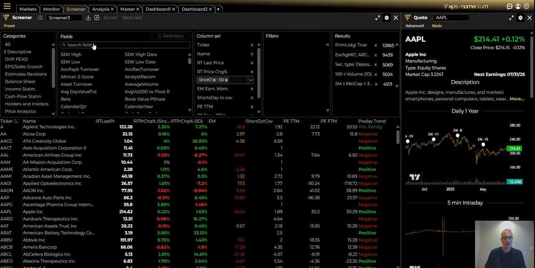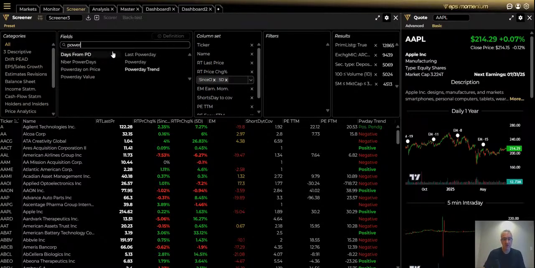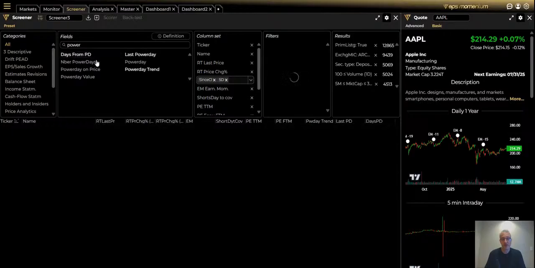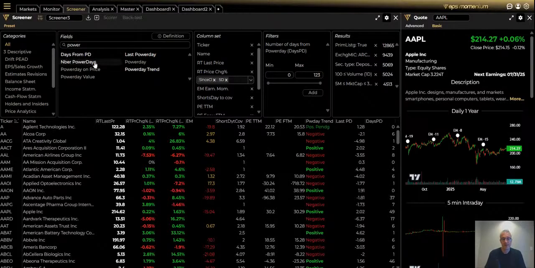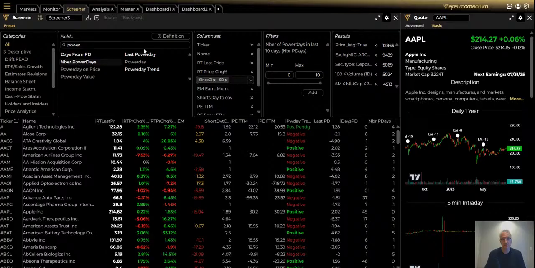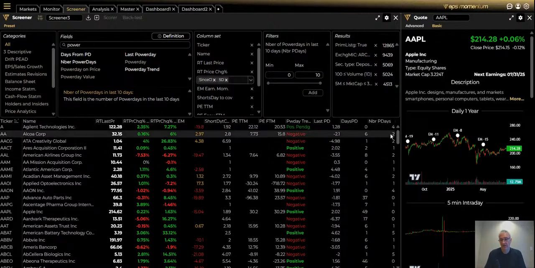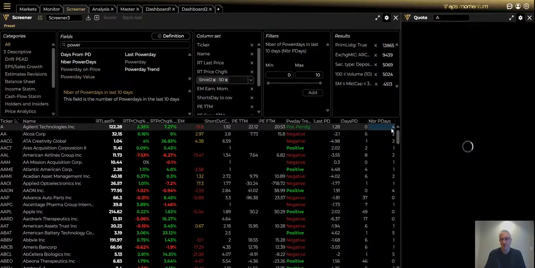Fields, any fields you want there, and we're adding a lot of fields as they come, but we've seen earnings momentum, so we can add the power days, for example. Power day trend is already here. We can add the last power days, the oldest day from the power days, and this is the number of days. So if you want a definition, you click on this and you click on definition. This is the number of power days in the last 10 days. And you can see the value here.